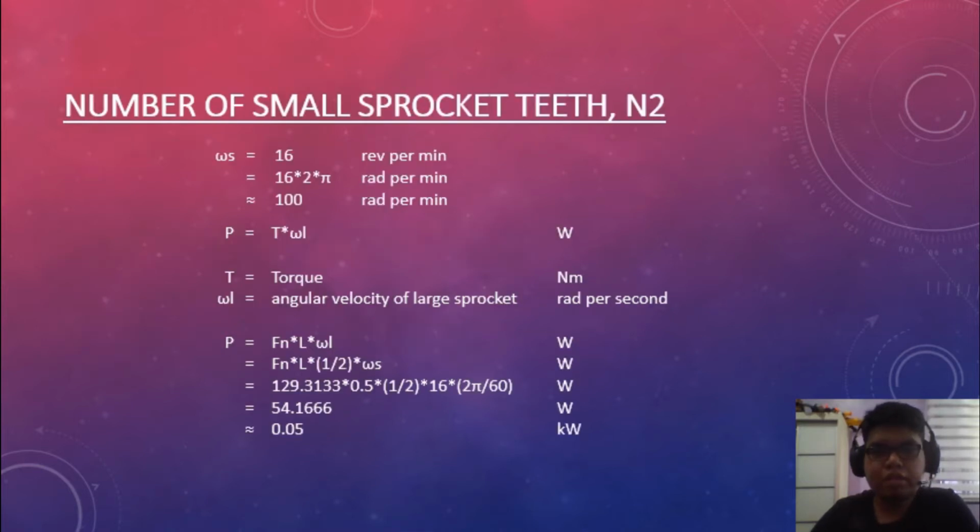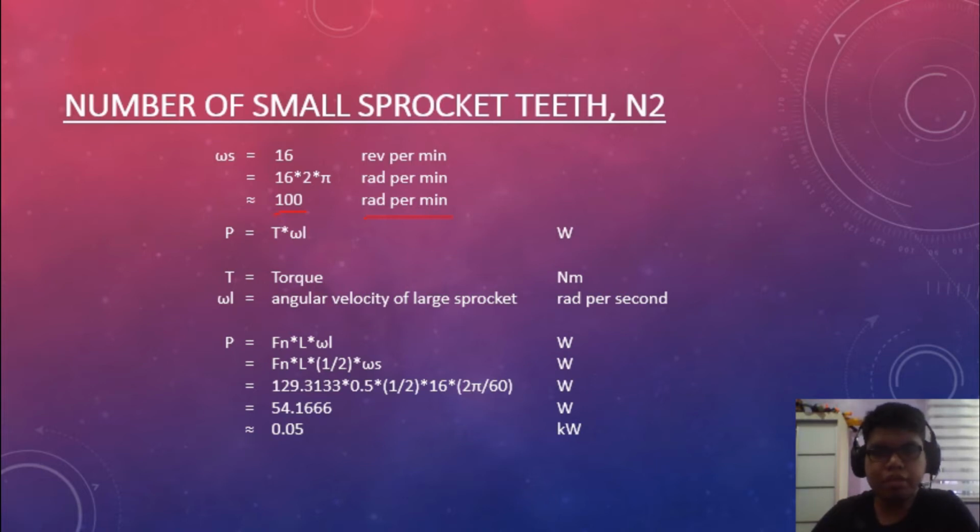And then we start searching for the number of small sprocket teeth necessary in order to achieve the speed ratio. We have omega s, which is the rotational speed of the small sprocket, which is equal to 16 revolutions per minute, which is equal to 100 rad per minute. Why rad per minute? This is for the table that we are going to use in the next slide.